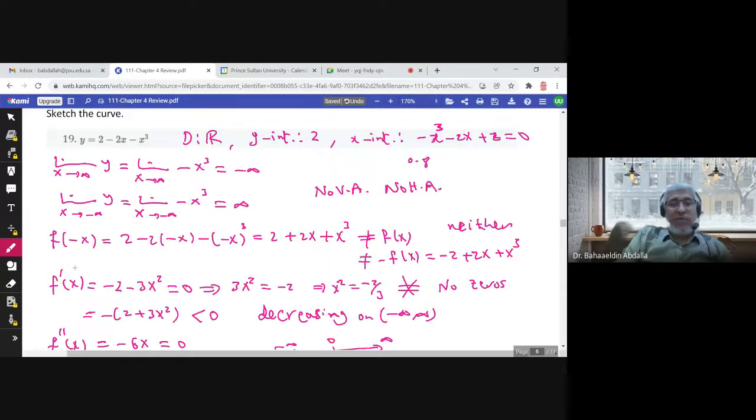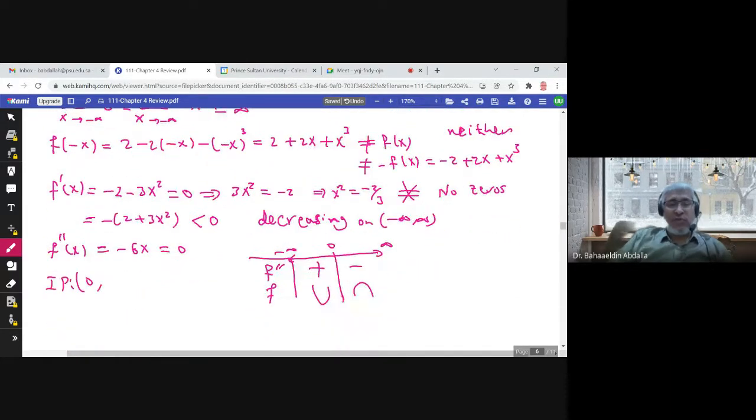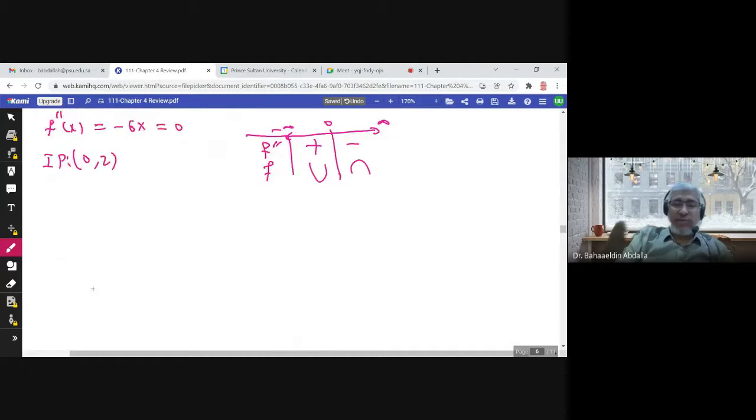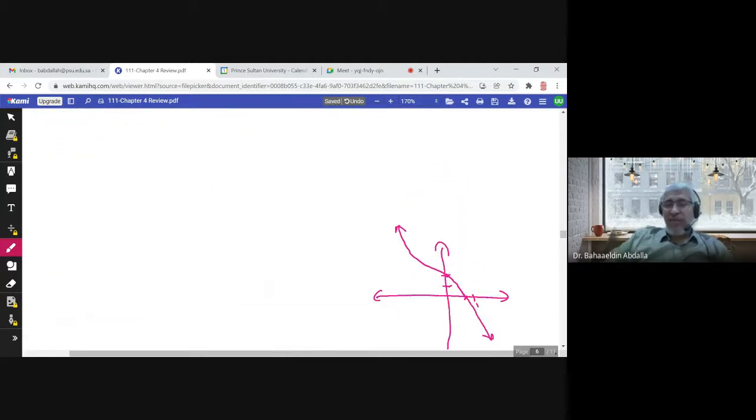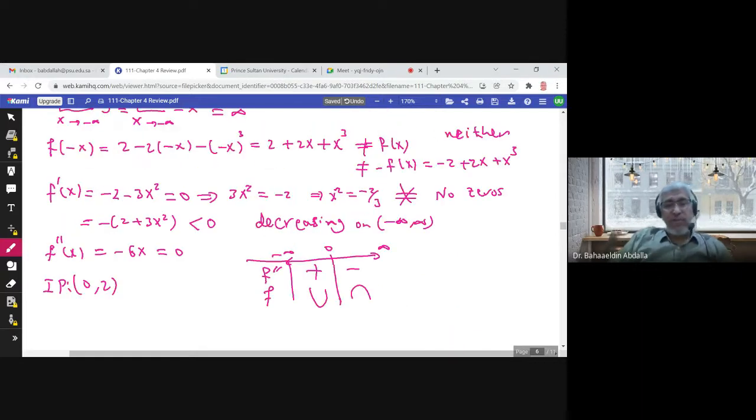And 0 is an inflection point. If I put x equals 0, y would be 2. So this is the y-intercept. So the y-intercept is an inflection point. So now, from here the graph is concave up, and from here the graph is concave down. And 0 is an inflection point, (0, 2).